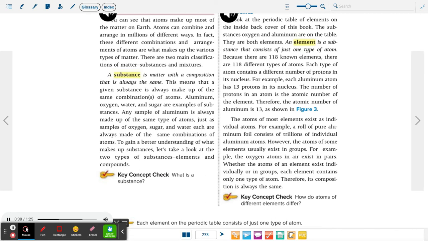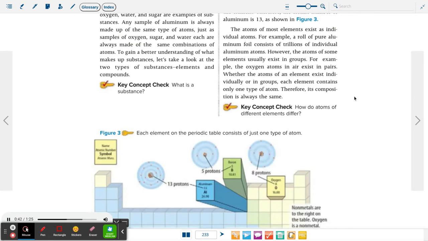Each type of atom contains a different number of protons in its nucleus. For example, each aluminum atom has 13 protons in its nucleus. The number of protons in an atom is the atomic number of the element. Therefore, the atomic number of aluminum is 13, as shown in Figure 3. The atoms of most elements exist as individual atoms. For example, a roll of pure aluminum foil consists of trillions of individual aluminum atoms.